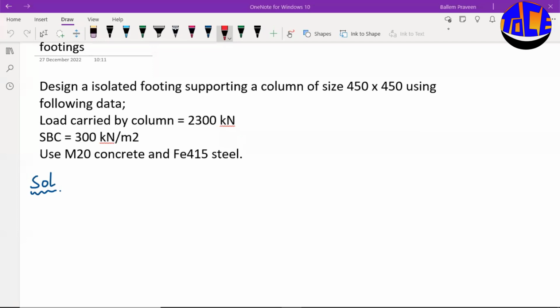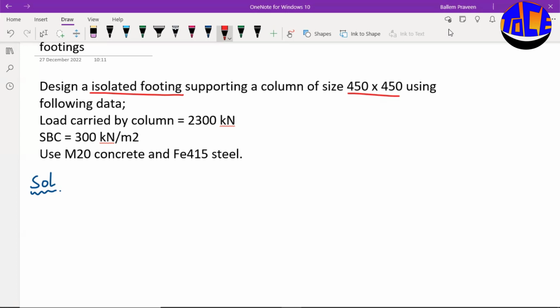Let us discuss how we can design footings, that is isolated footing, for the given data. So here you have a question. This footing is carrying a column size of 450 by 450 and it is carrying a load of 2300 kilonewtons, and the safe bearing capacity of soil is 300 kilonewton per meter square.